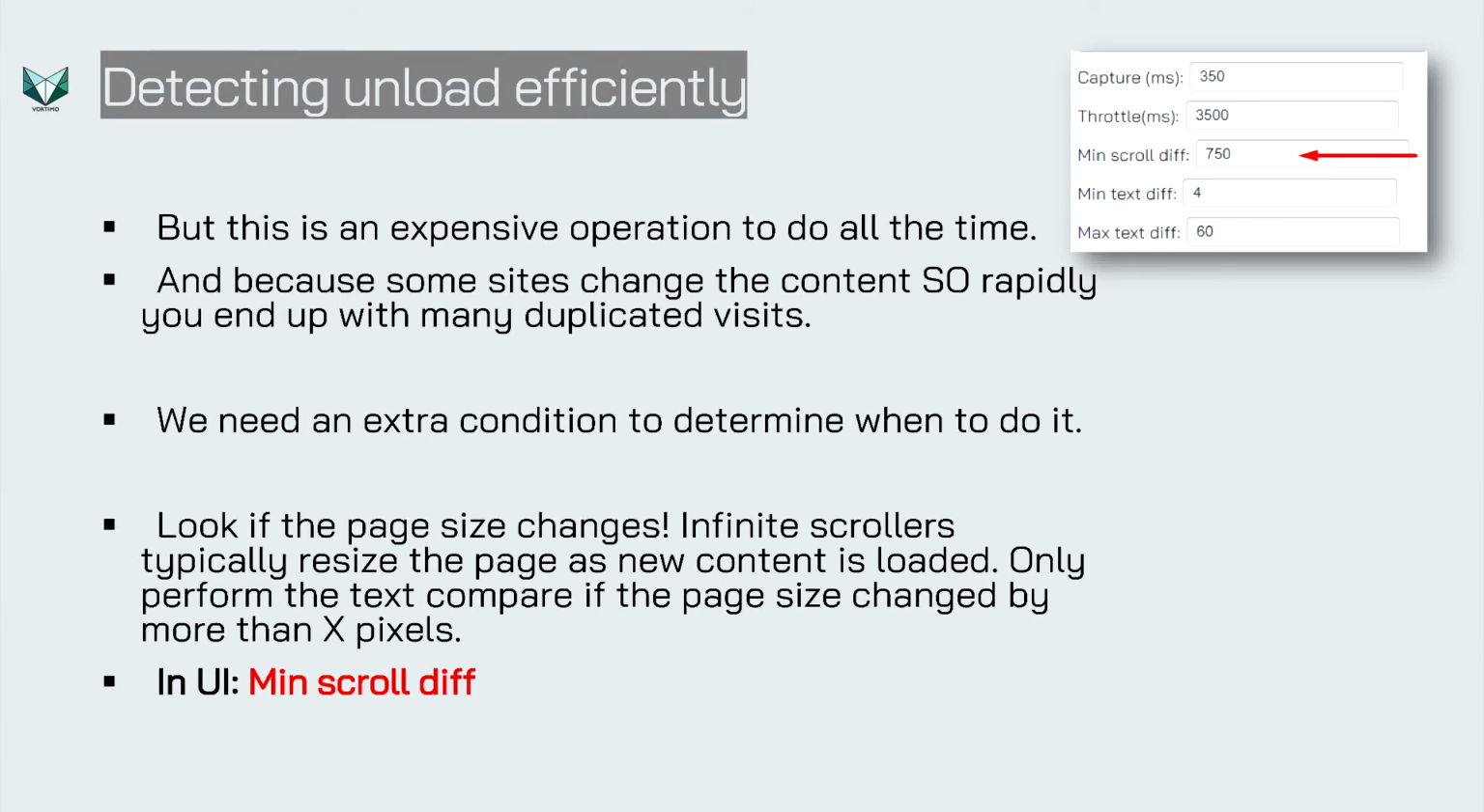So you'll see that in the tool, there's actually this thing called the minimum scroll difference, and that's in pixels, right? If there's more than 750 pixels change on the page size, that's going to trigger an event whereby we see if there's unloading, and if there's unloading, then we're going to decide if we want to make a new visit, right? Given all of the constraints that we have, the document ready state, the DOM mutations, all of those things also get into play. But in certain cases, you can't detect the unload.